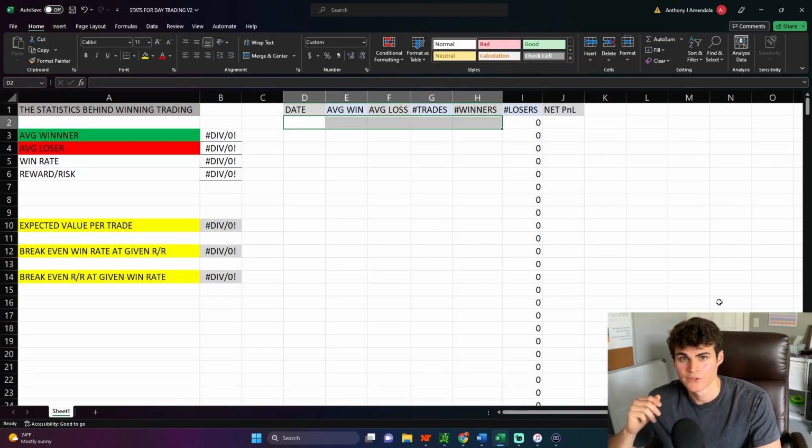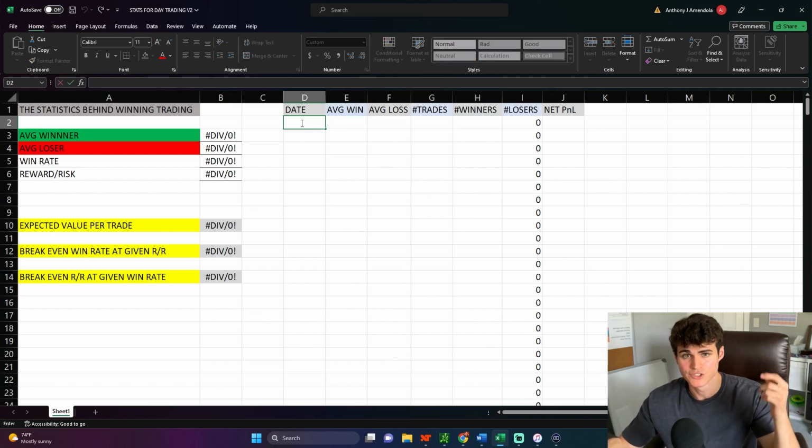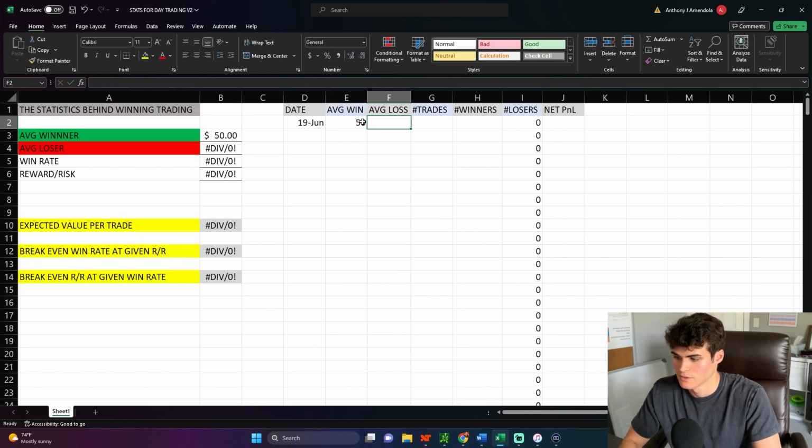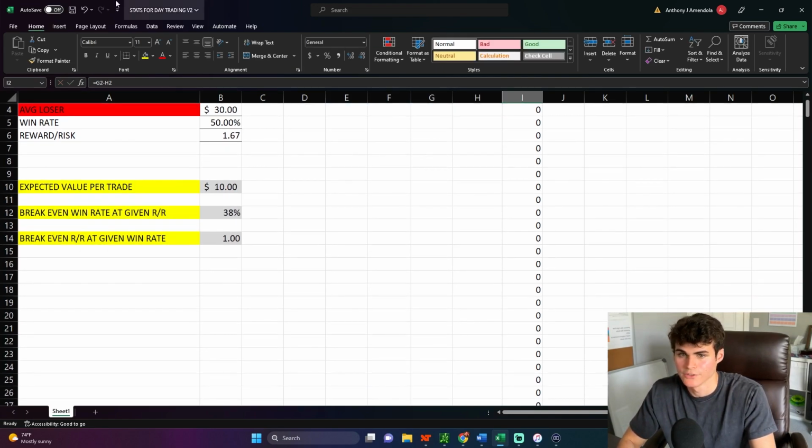All right, so here's how we're going to track the data. And yes, it's as simple as an Excel sheet. Like I said, you want to keep things simple here. And if you want to download the sheet, the link will be in the description. But let's say we traded today and our average winner was 50 bucks. Average loss was 30. We took four trades, had two winners and two losers.